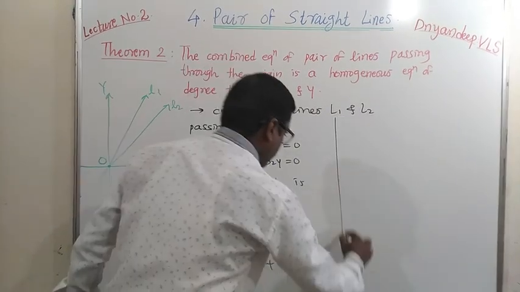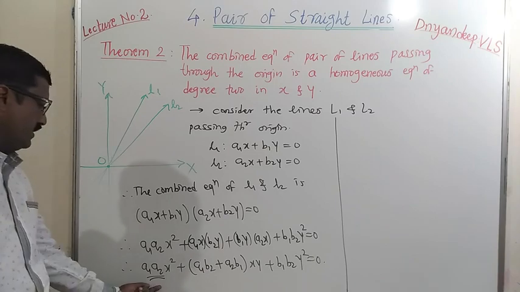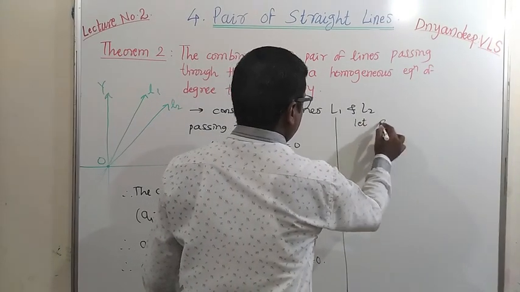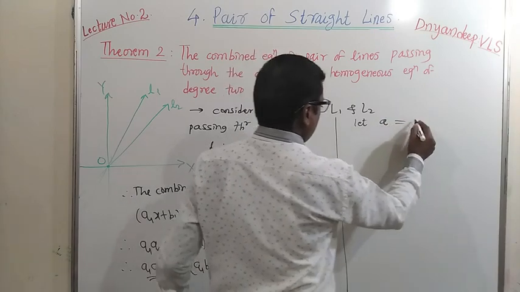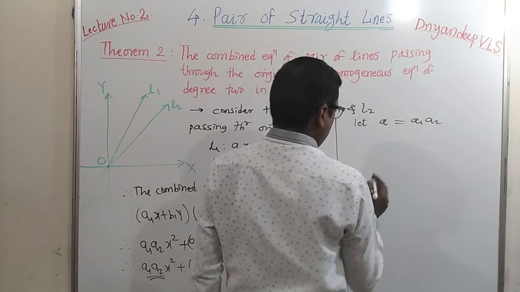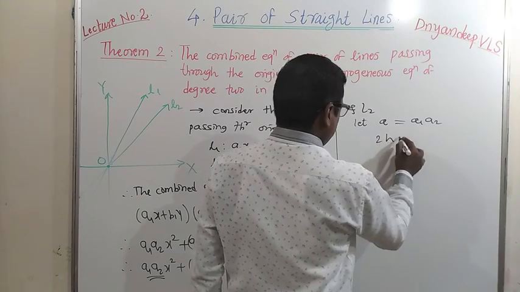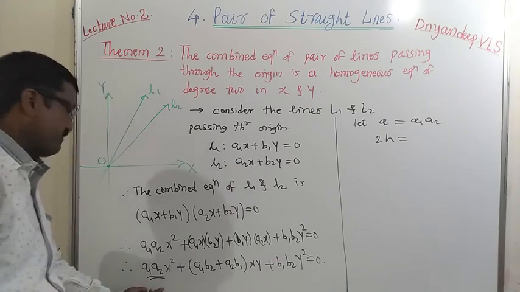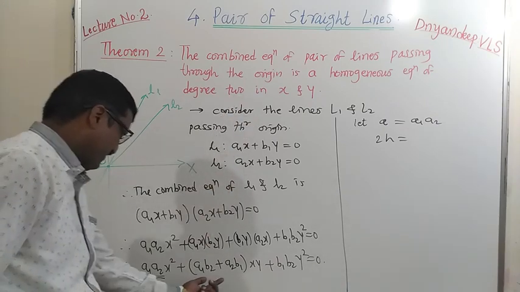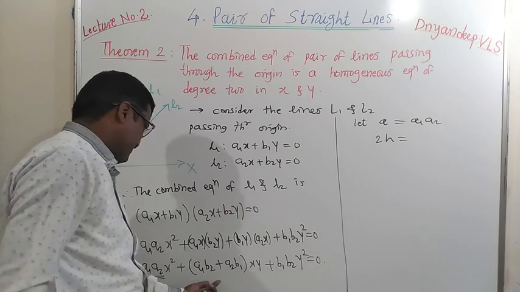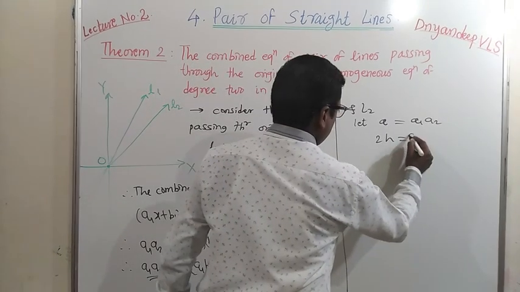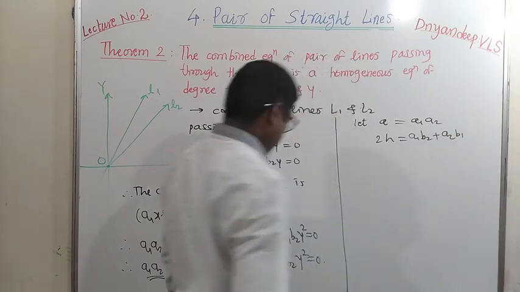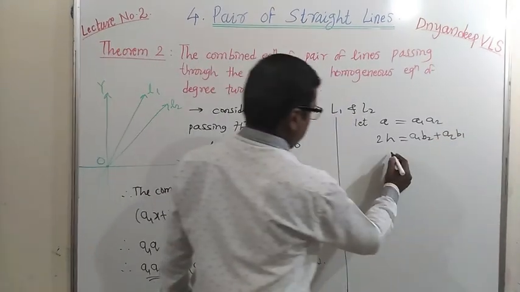So we will suppose different names for these constants. Let a1 a2 be small a. Then 2h, because two products are there. Here is a single product, so we have taken a single constant a. Here two products, that's why we are taking a double constant. So this 2h is nothing but a1 b2 plus a2 b1, and for b1 b2, let us suppose it as b.